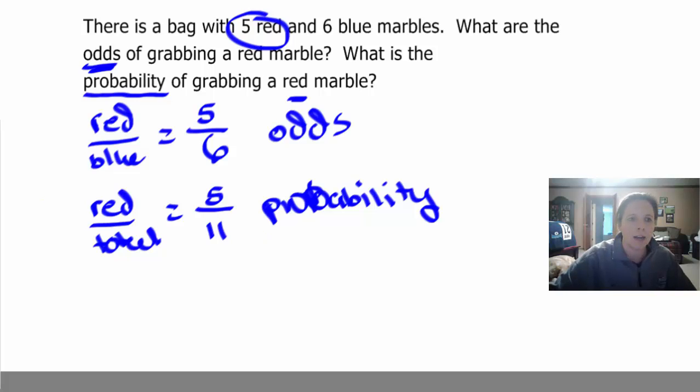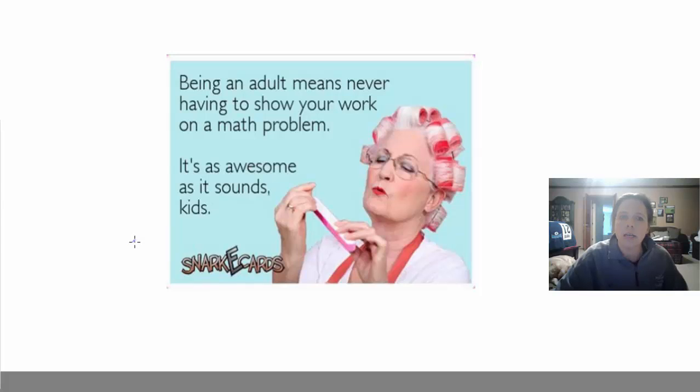Okay, I think I have a little comment for you. Being an adult means never having to show your work on a math problem. It is as awesome as it sounds, kids.